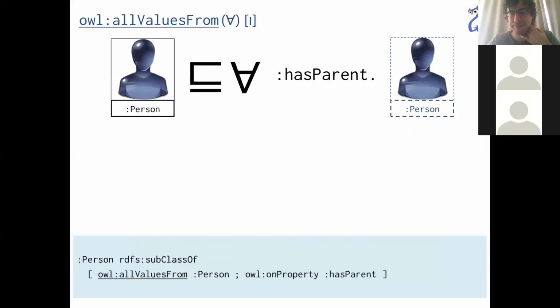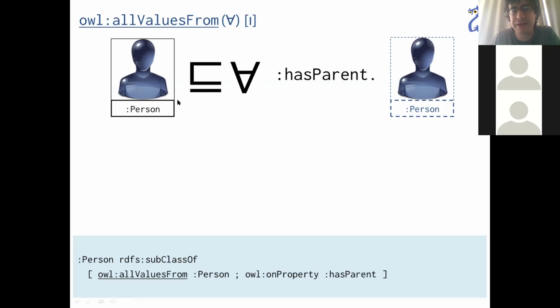All values from is probably, of all of the features, the least intuitive, for a reason that I'll explain in a second. What we're defining here, if you've seen this before, or if you've not seen it before, means for all. You can read this as for all. And the way to remember it is it's like an upside down A, for all. So we have person is a subclass of for all has parent person.